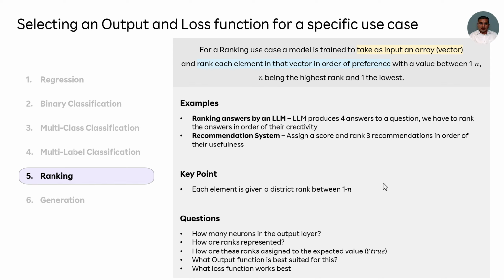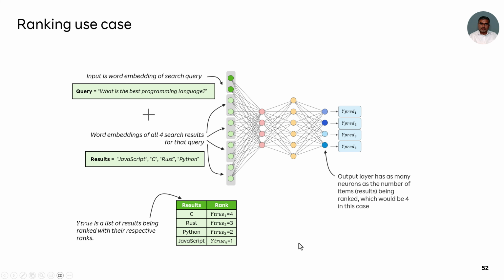Now, let's look at the ranking use case in more detail. So, here I have a neural network, and what I'm passing in as input is a query. The query, as an example, is: what is the best programming language? And again, the assumption here is that you're trying to rank answers from a search engine. And the response, basically the result for that query, is JavaScript, C, Rust, and Python, just as an example. Now, the combination of your query and results is your input, right? The query that the search engine takes and the answers that it produces.